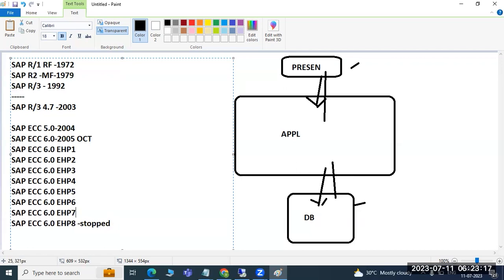If I talk about the versions: 2004 was 5.0, 2006 was 6.0, and the next one was also in 2006, every year. Then in 2007 they released the next one, then in 2008 they released EHP3. Like that they kept releasing, so 9, 10, 11, 12, up to EHP 6 in 2007.